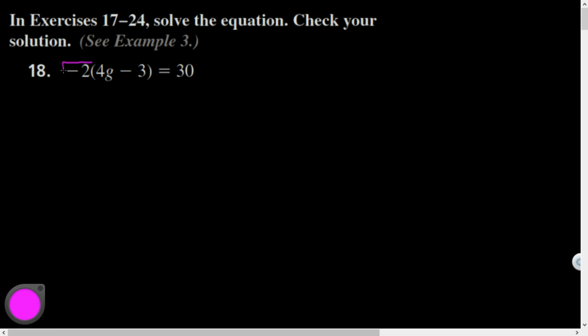This is a -2 being multiplied by everything in the parentheses. So -2 times 4g. Let's see, what did you guys get? Anyone have thoughts on what's -2 times 4g? Adriana? -8g. I agree. All right, let's see. How about what's -2 times -3? +6 equals 30. Let's see.